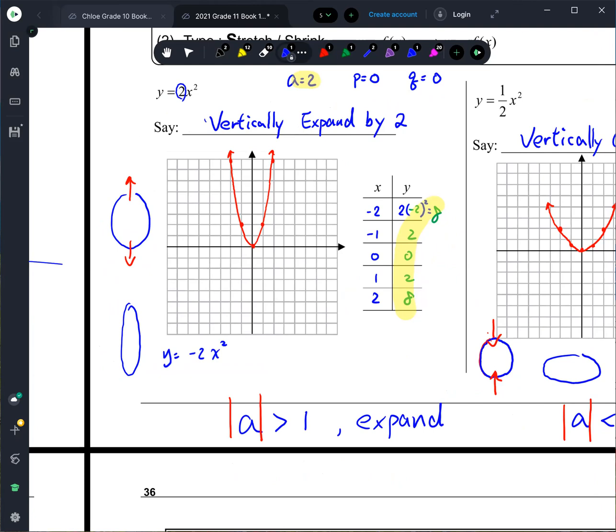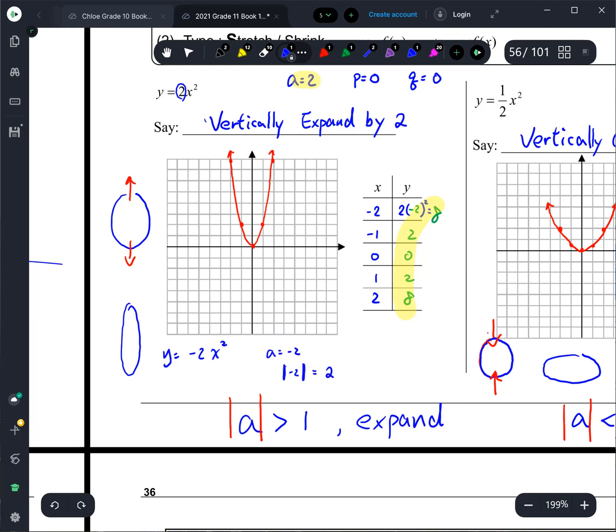So our a is -2, right? Then the absolute value of a, if I put absolute value of -2, this bar is called the absolute value symbol. If I put a bar around -2, it will just make the negative go away. So it becomes 2. So when you talk about expand or compress, you make the negative go away.